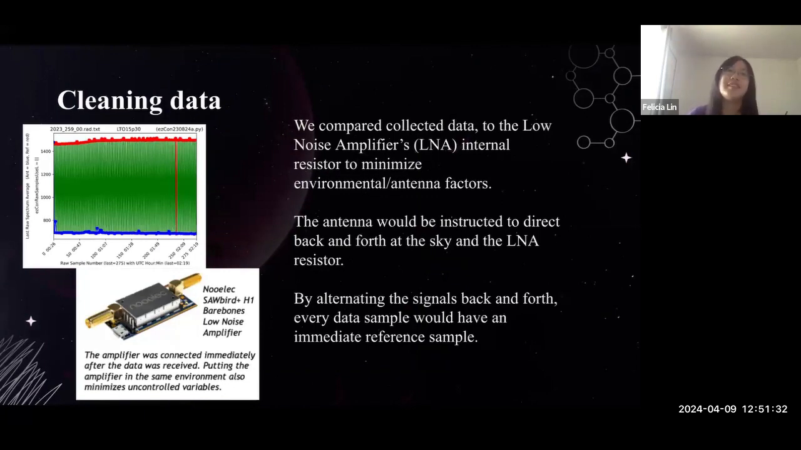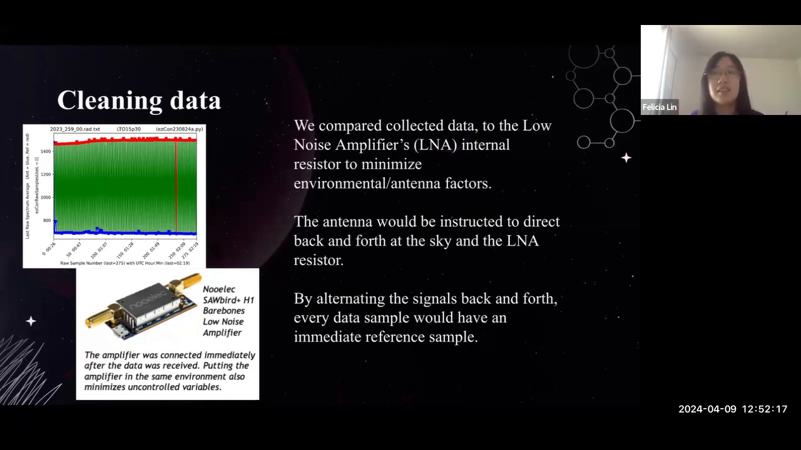The next step is cleaning the data that we got from the hydrogen in the sky. We use a low noise amplifier that attaches to the LTO-15 telescope so that we can amplify the signals that we get from the sky and retain more information. But it also serves as a really good reference for our data, because the amplifier is in the same environment as the telescope.